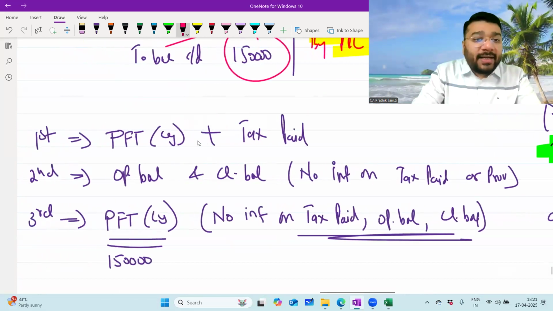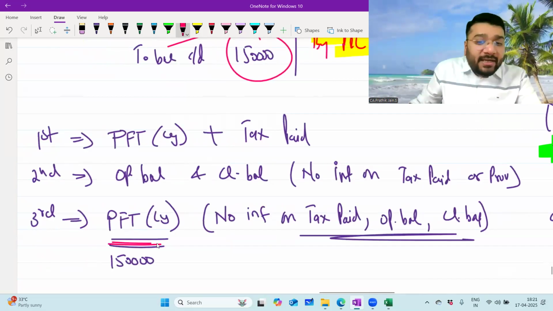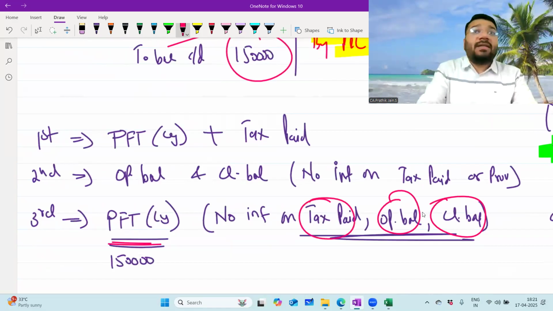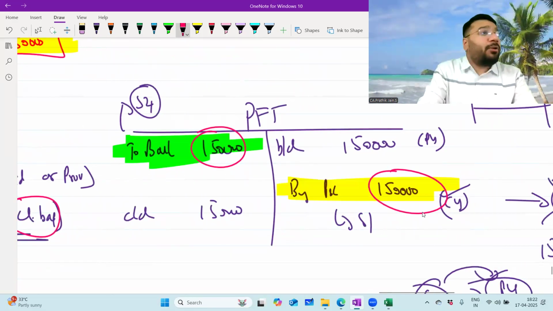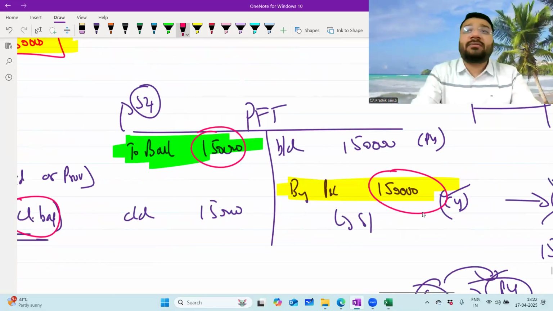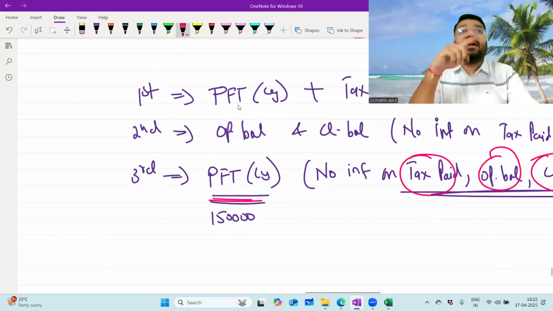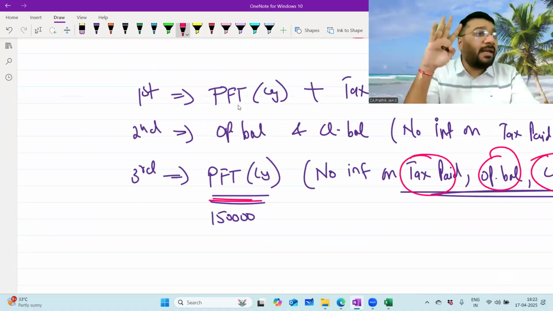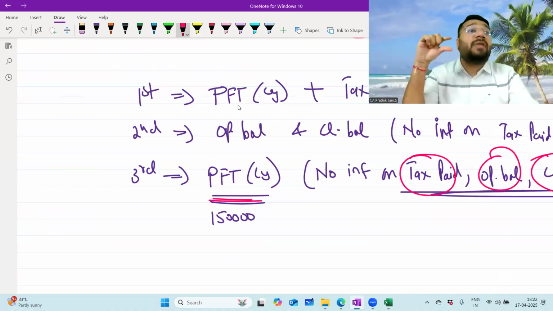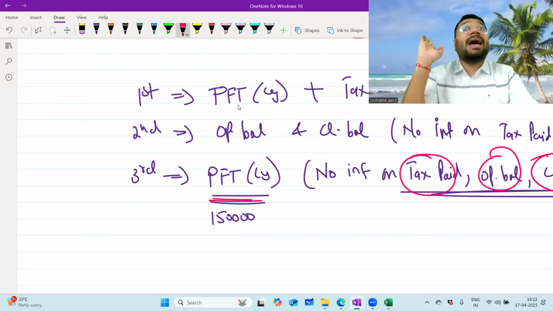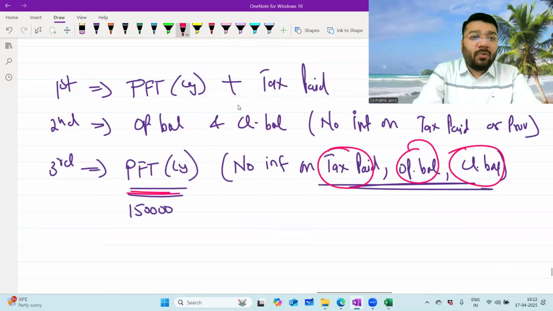So now the third condition is that provision for tax of current year is given, but no information on tax paid or opening balance or closing balance. In that case, how do you calculate? This is how you calculate. Any problem in this? Whatever I'm noting down here, first, second, third case, all the 4 or 5 cases, I'll make small examples of that in your summary notes so during revision it will be handy. Okay. What is the fourth possibility?